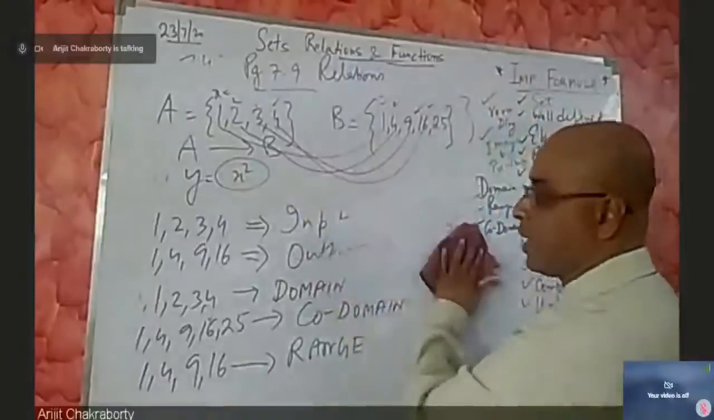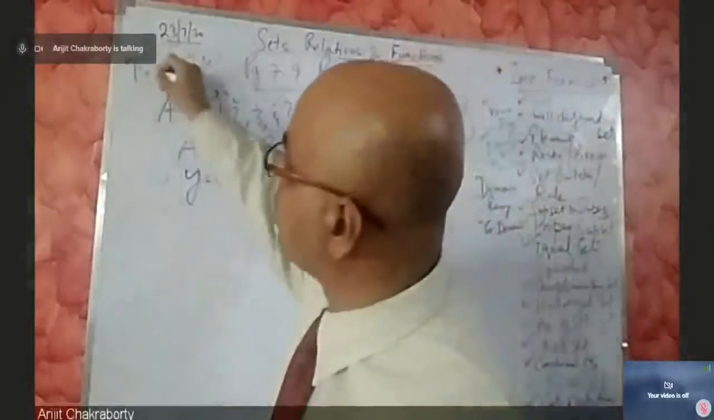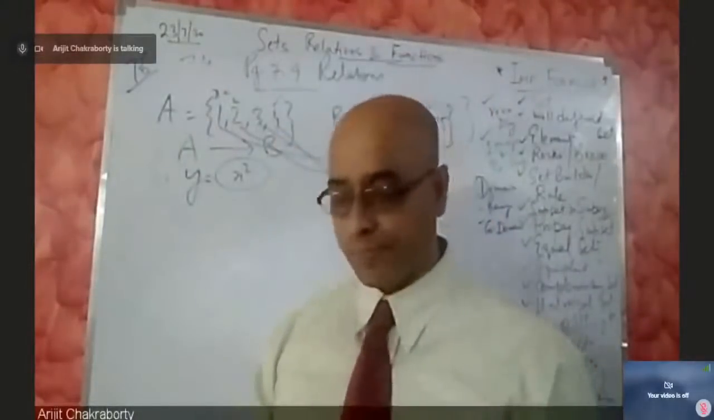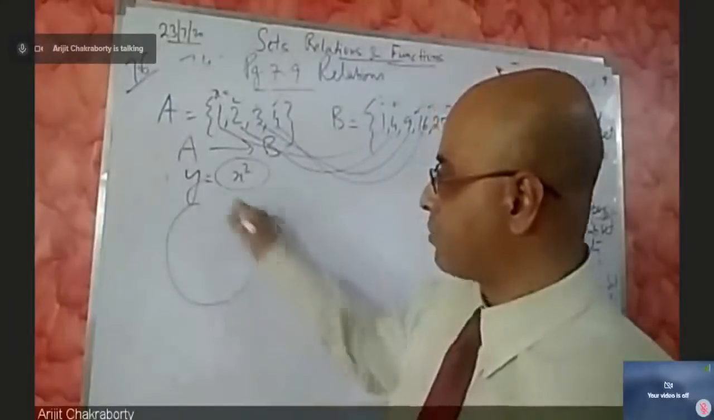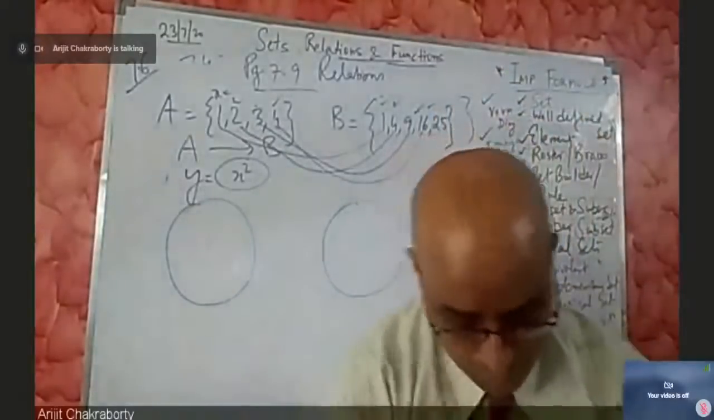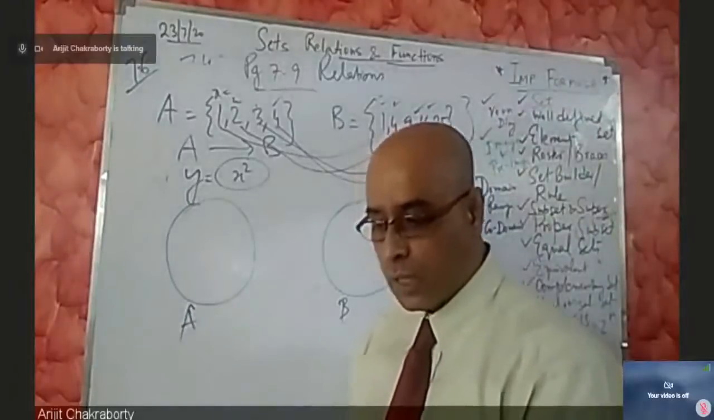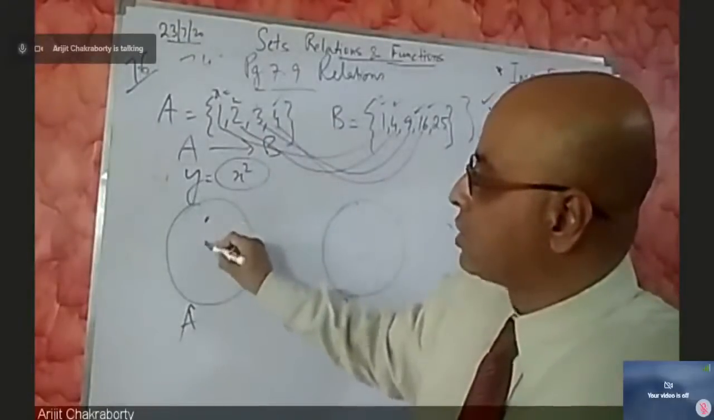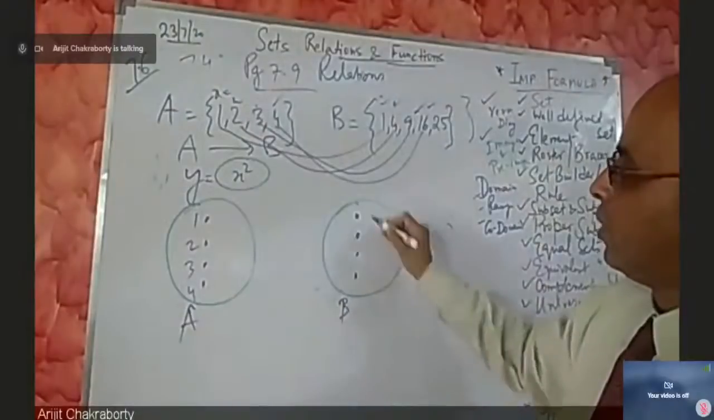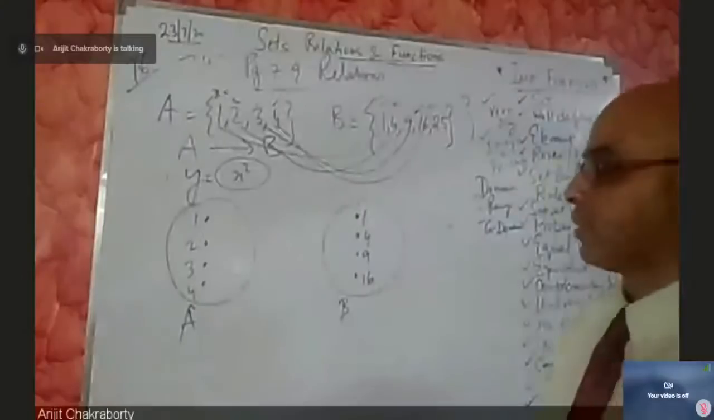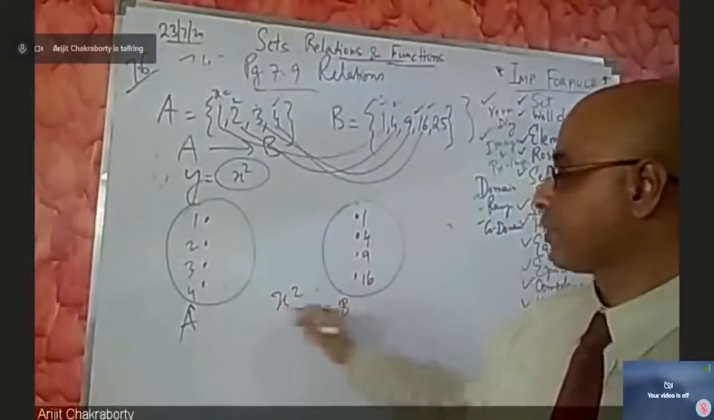Now I'll just rub this part and we keep this example live in front of us and move into 7.6, where we look at different types of function. If you have two sets, now I'll be drawing like Venn diagrams, two sets A and B. I have 1, 2, 3, 4 in A, and I have the points 1, 4, 9 and 16 in B. So set A and B, and the relation between them is x squared.